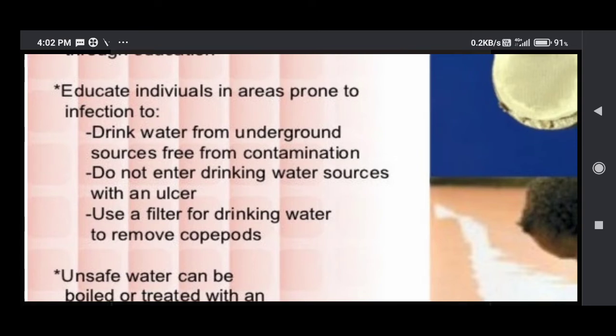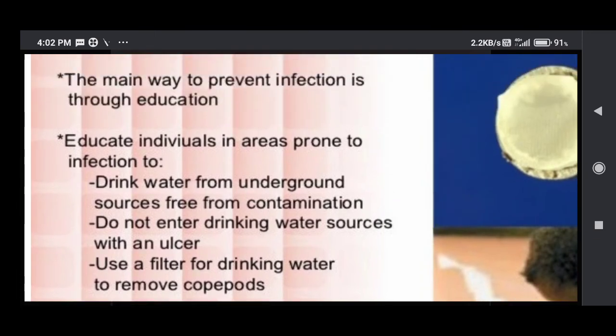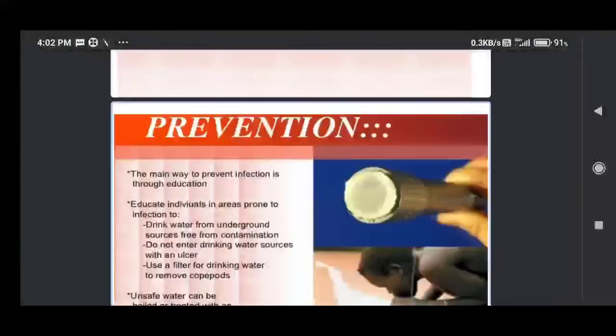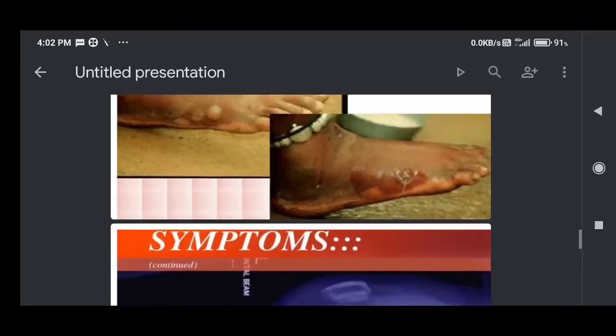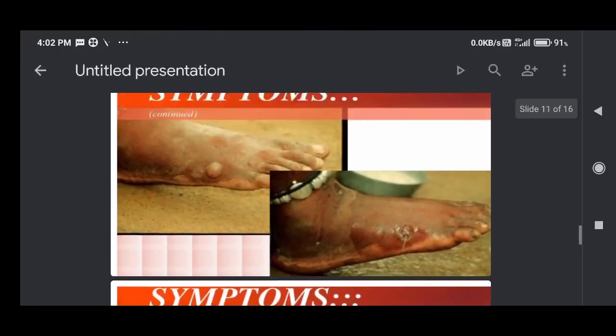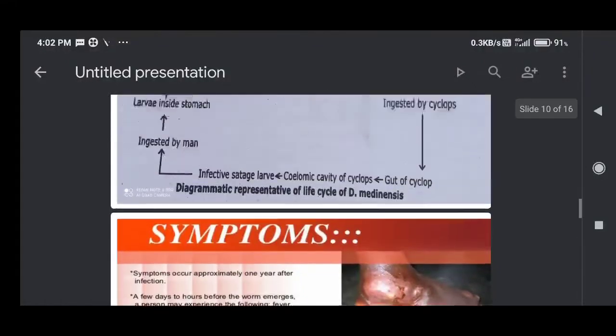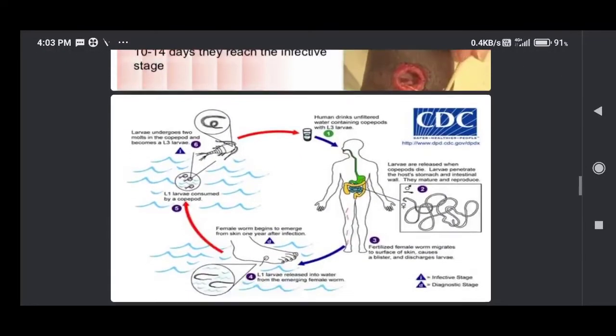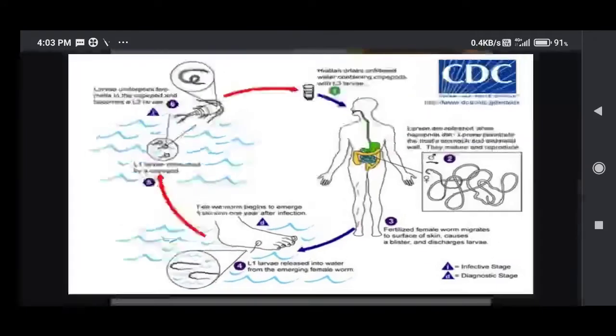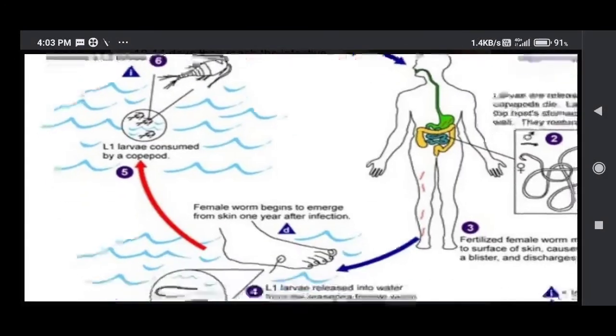Prevention is better than cure. So this is about the life cycle of Dracunculus medinensis. Dracunculus medinensis is a diagenetic parasite. The first host is the human being, the second host is the cyclops. Okay, so this is the life cycle.